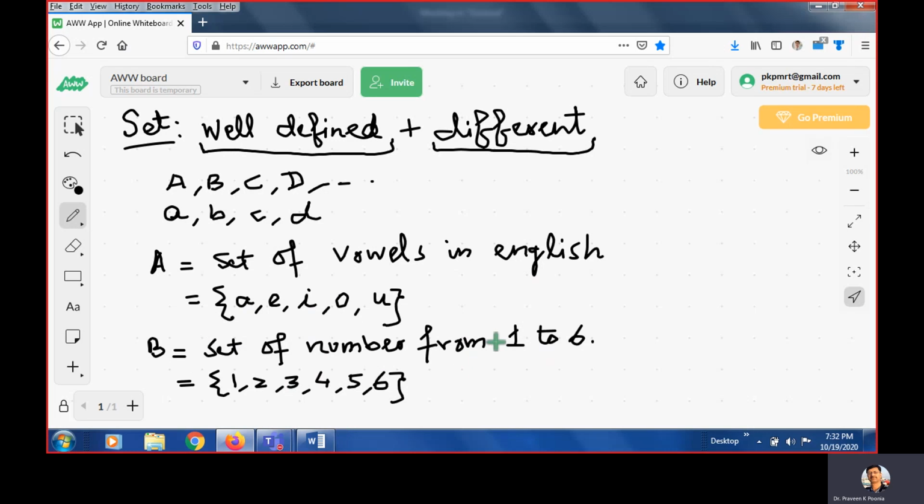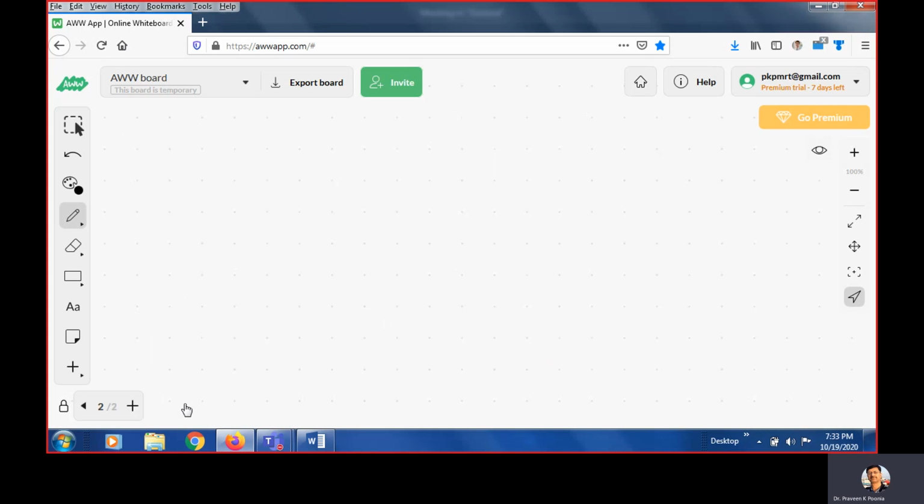One more thing I want to tell you: there are 3 types of brackets. This is called the open bracket. This is called the curly bracket. And this is called the close bracket or square bracket. In the case of sets, we use the middle one. Curly braces are used to enclose all the elements of the set inside them.